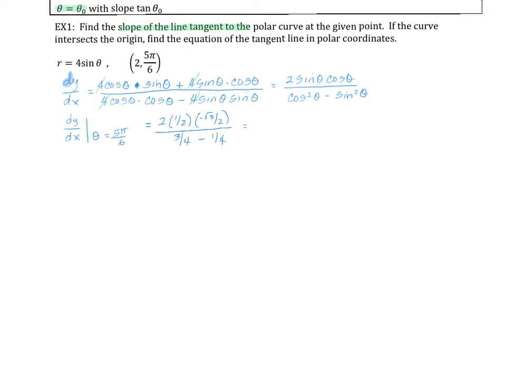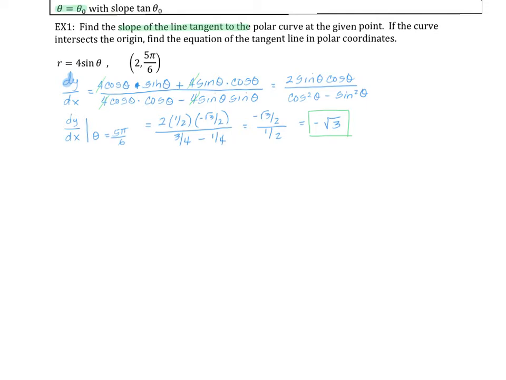Clean this up a little bit. I have negative square root 3 over 2 over 1/2. Looks like it's going to be a negative square root of 3. So we answered the first part of the question. It just said to find the slope of the tangent line at the given point. And this would be the slope of our tangent line.